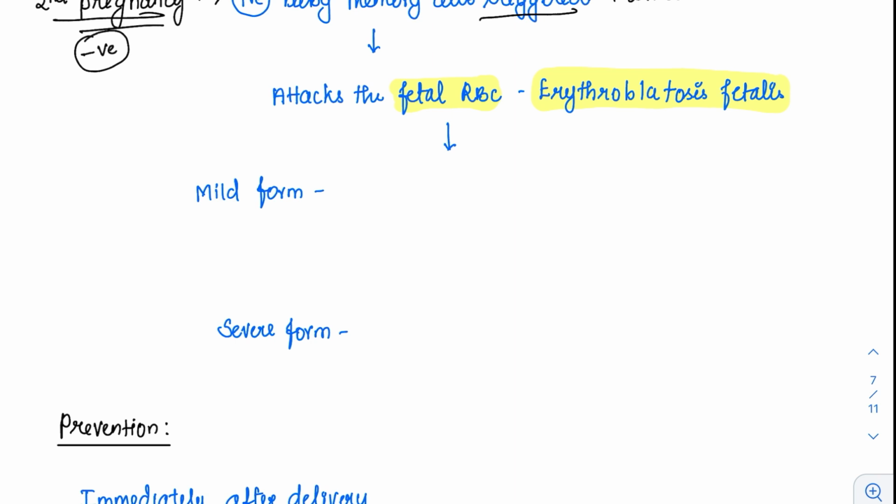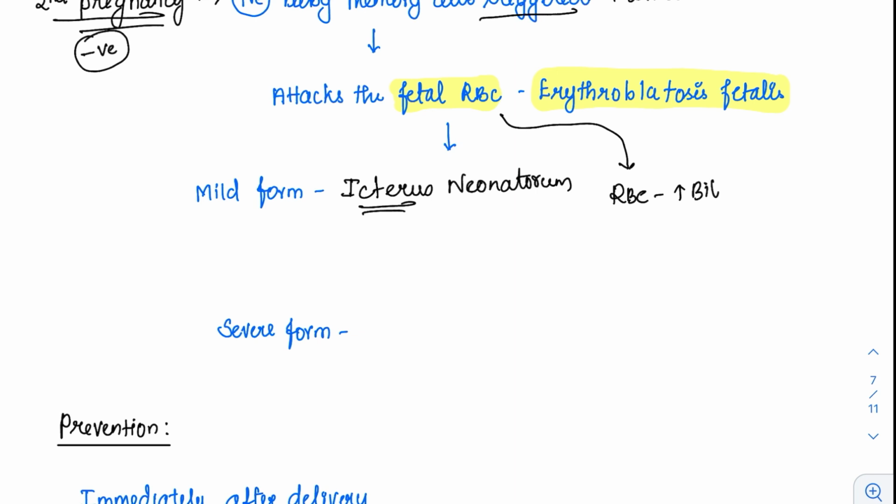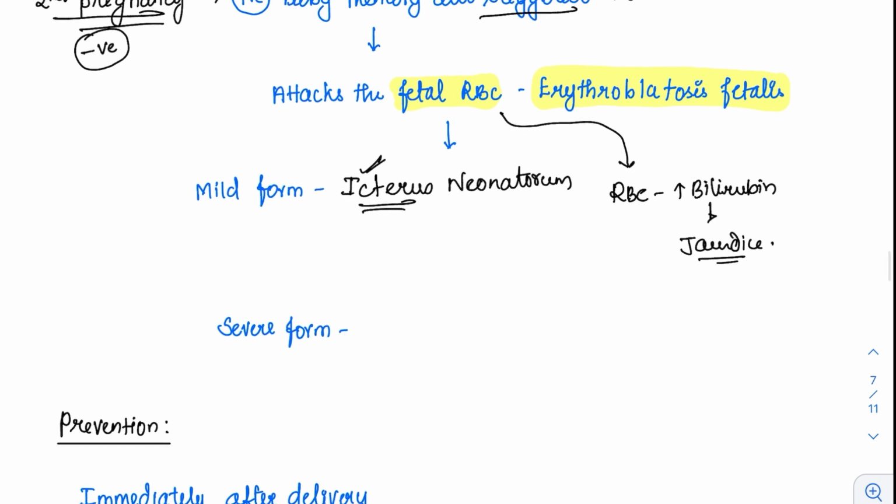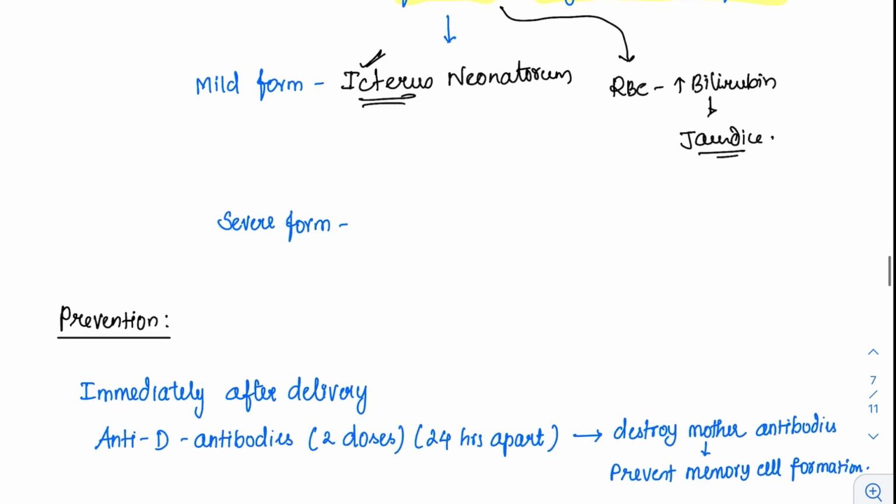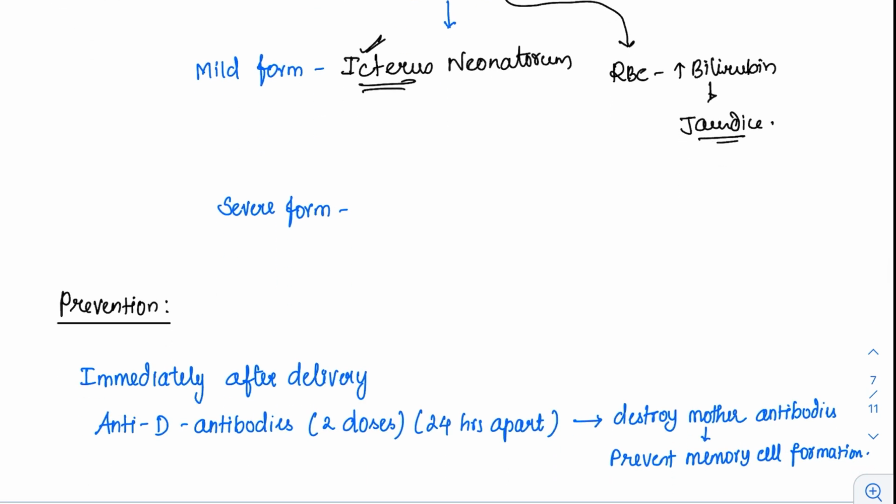The mild form is called icterus neonatorum. Why is it called icterus neonatorum? The reason is very simple. Because the attacked RBCs, whenever the destruction happens, increase the bilirubin. That is a byproduct of RBCs, and this bilirubin will cause jaundice. And the sign is called icterus. That's why this is called icterus neonatorum. But sometimes it will destroy the entire baby itself and form a severe form called hydrops fetalis. So what is the prevention?